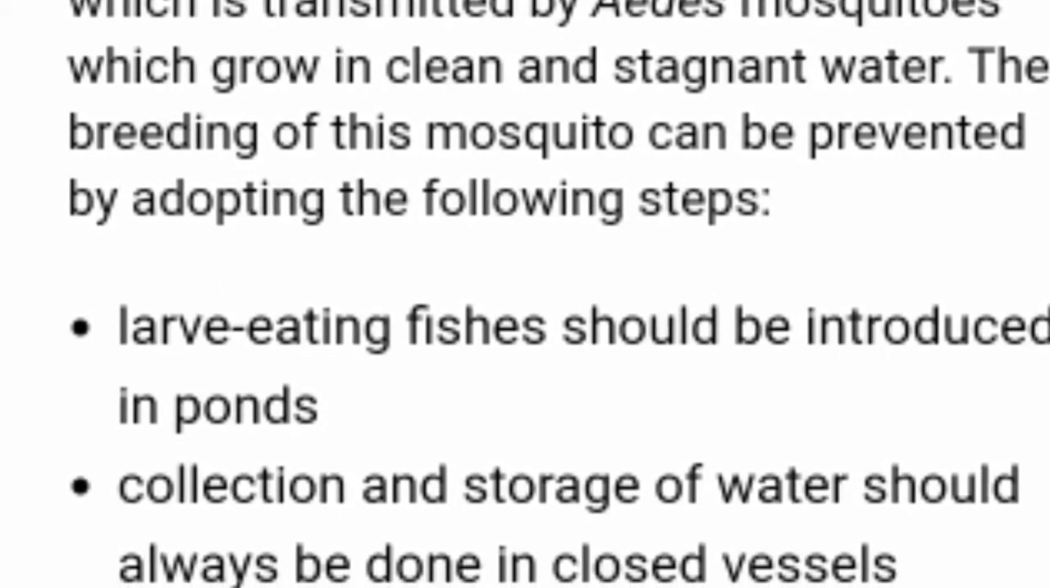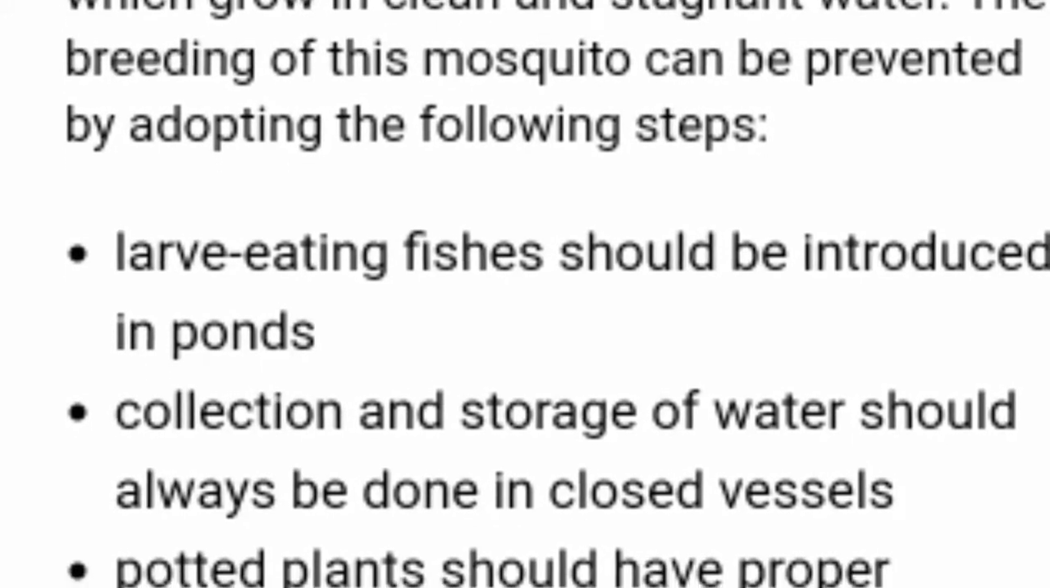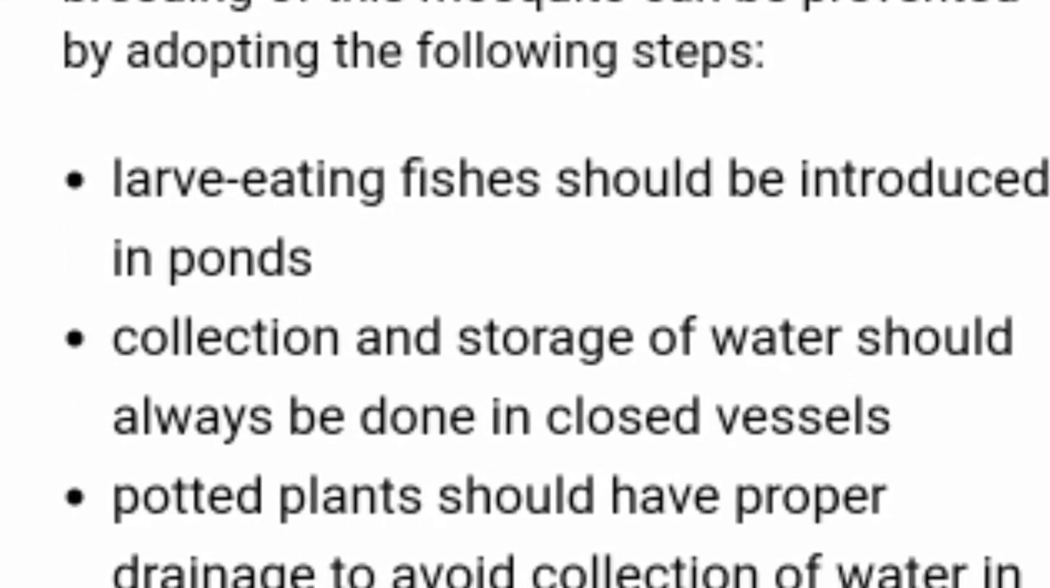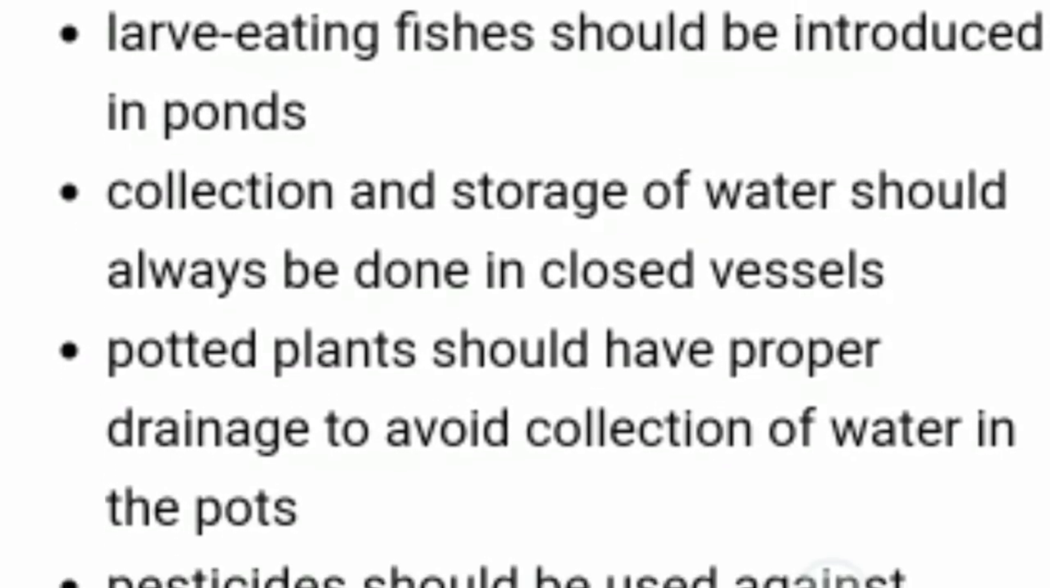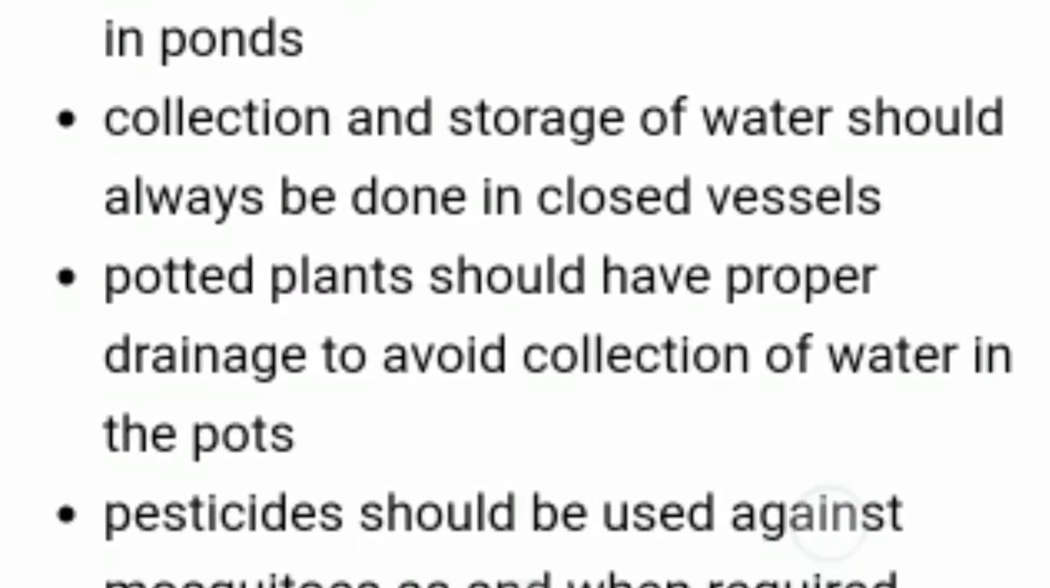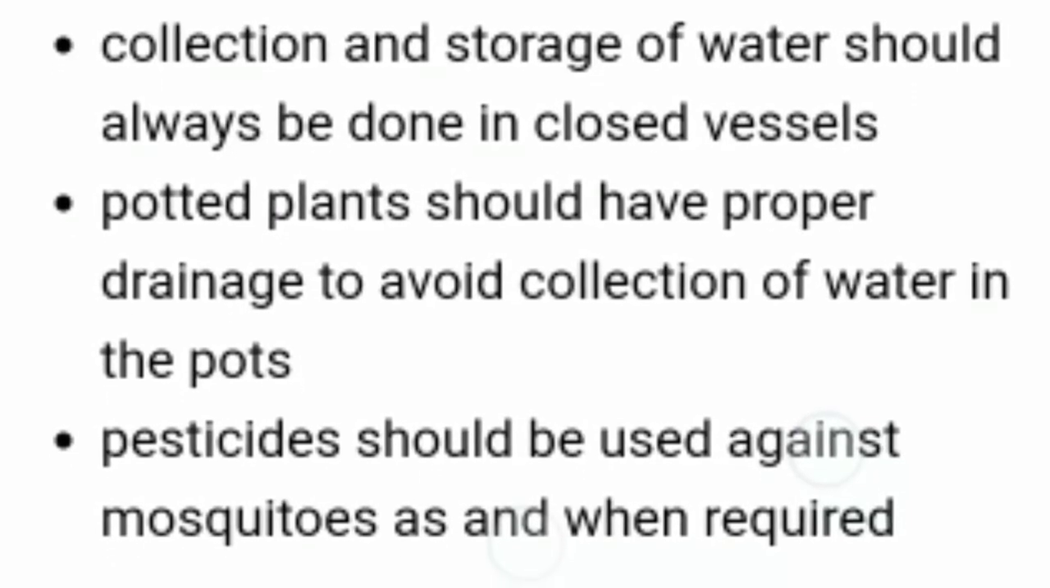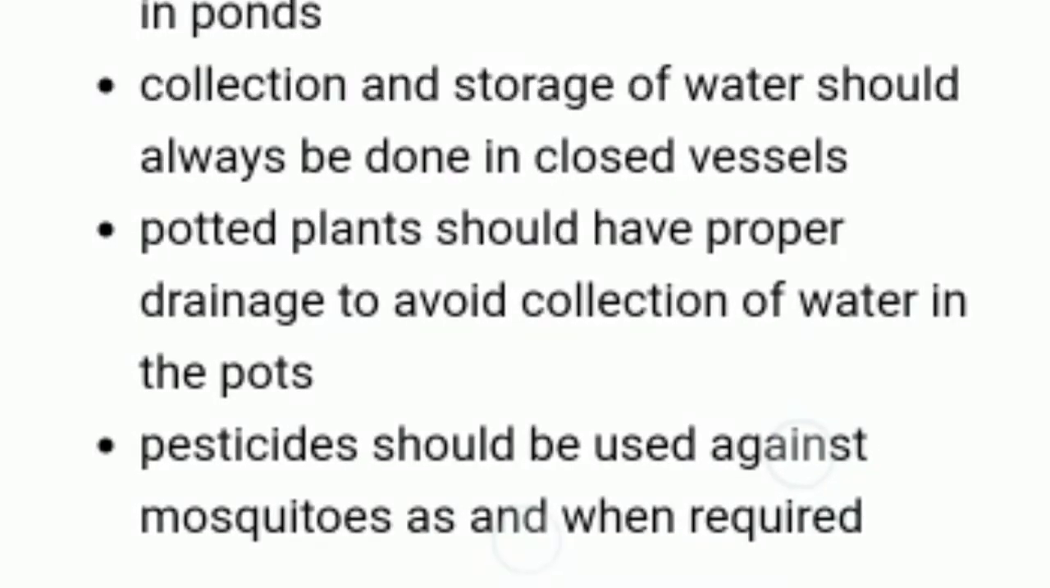First point, larva-eating fishes should be introduced in ponds. Second point, collection and storage of water should always be done in closed vessels. Third point, potted plants should have proper drainage to avoid the collection of water in the pots. The pesticides should be used against mosquitoes as and when required. Okay, these are used for the prevention of dengue.